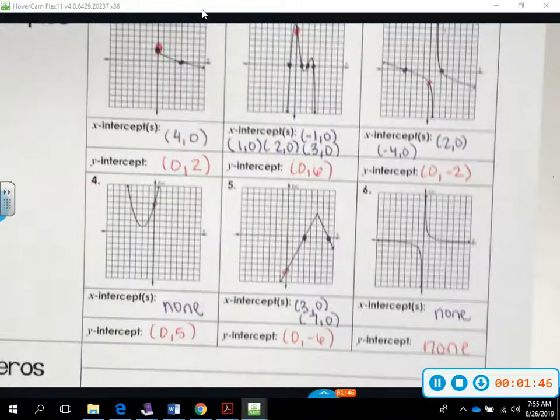Stay. This needs to move. Ugh. All right.